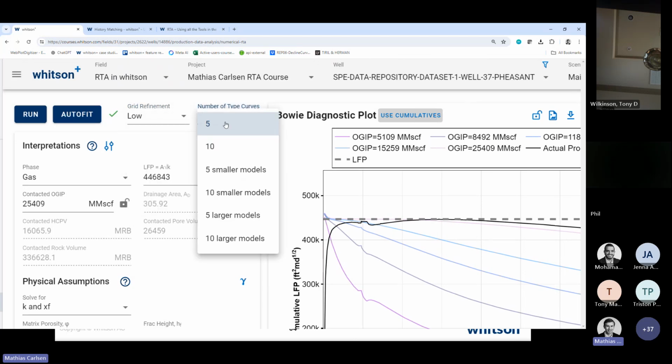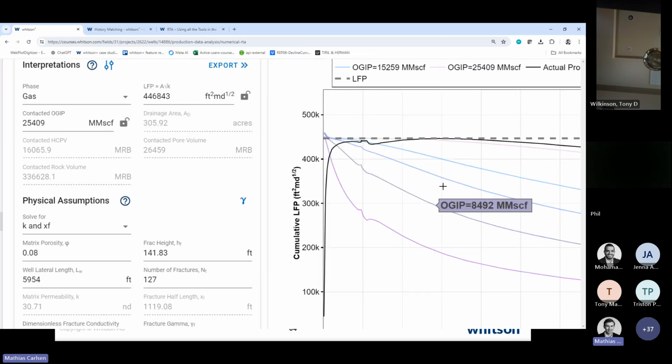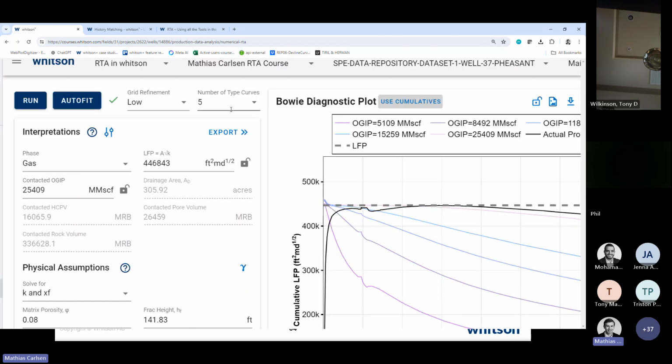And you can also pick the number of type curves. This just means how many of these different tank sizes you would like to be displayed on your screen. For a few of the later cases, we're going to change this number to 10. The phase here is not as relevant because it is gas. We're going to talk about that more later.